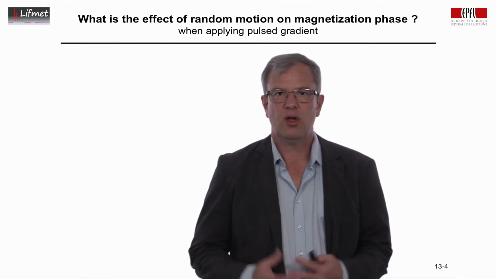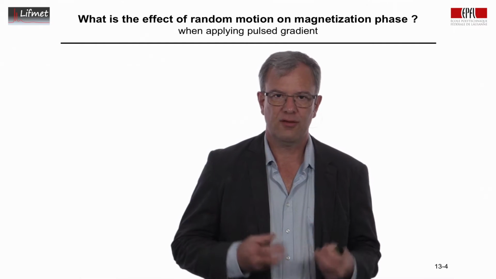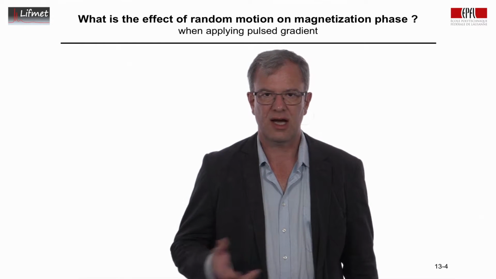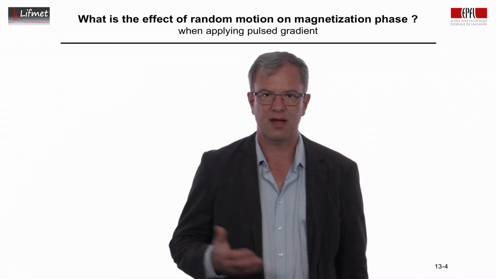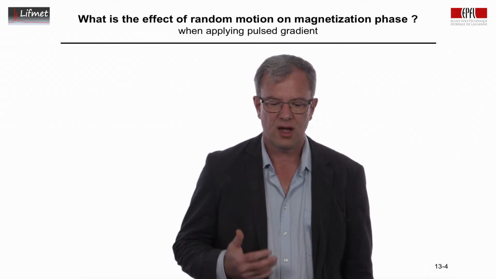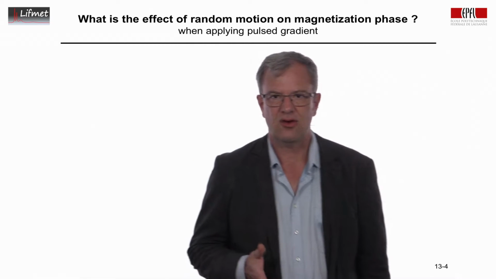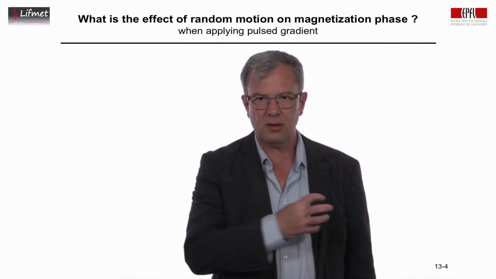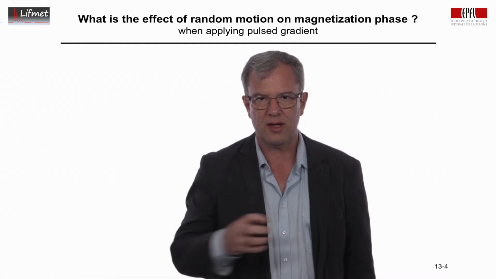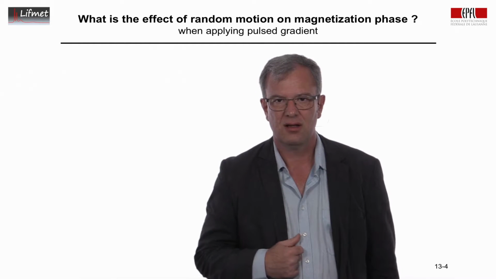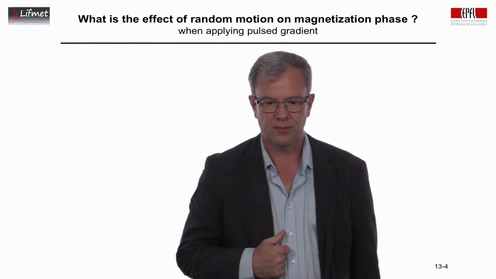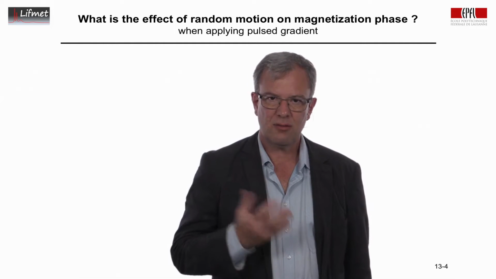Okay, so we've seen that molecules move. We've seen it in the experiment with the dyes. This motion can depend on molecule size. But now the question is, how does this affect the magnetization, in particular the phase? We've seen that bulk motion affects the phase in a coherent manner, which allows us to determine the velocity of a molecule. And we'll stick with the same principle.